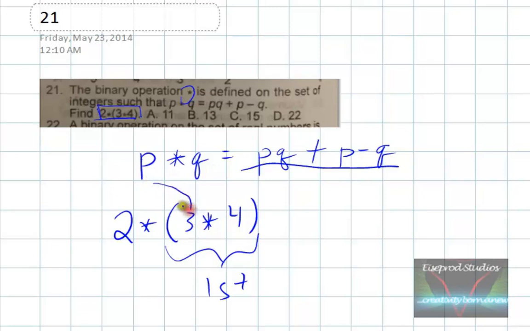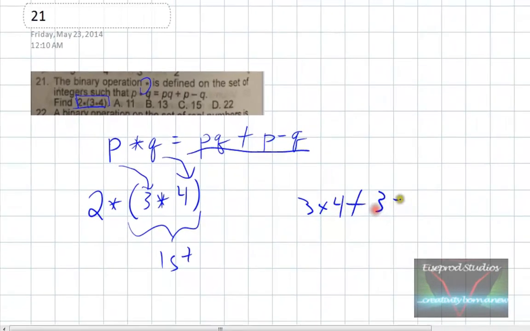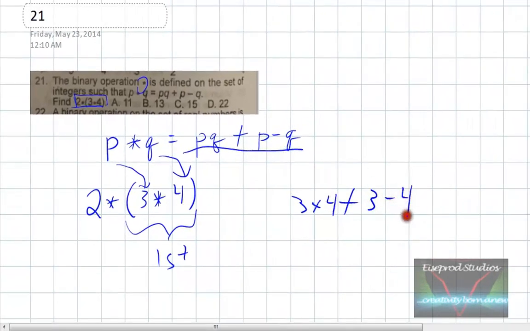So p will be 3 and q will be 4. First off, we're going to multiply 3 and 4, 3 times 4 because it's pq, plus p, which is 3, minus 4. So 3 times 4 is 12, plus 3 would be 15, minus 4 is 11.